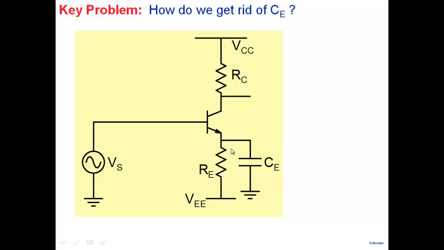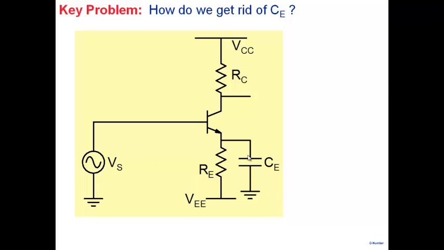The issue then is I want to remove CE from this place, and instead of CE, put something else here. Something that I can implement on a piece of silicon, and something which will do the role of CE.